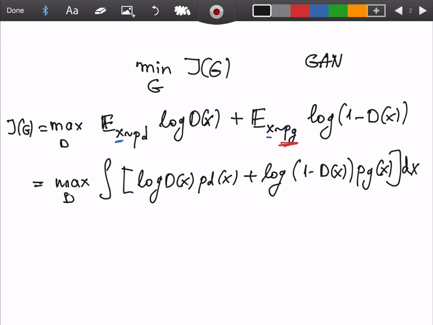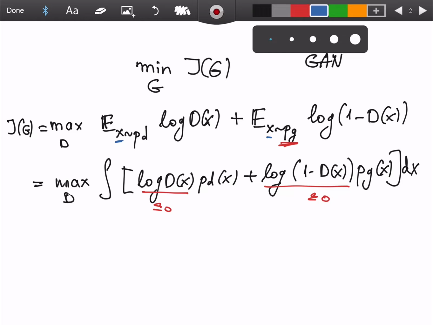So I'm just writing the expectations as integration with respect to the corresponding density functions. Now pay attention. These terms, this term and this term, are all non-positive, right? It's a log of a number that is not greater than 1. So they are non-positive. And these quantities are non-negative, right? These are density functions. So if you want to maximize this, what do you mean by maximizing over D?